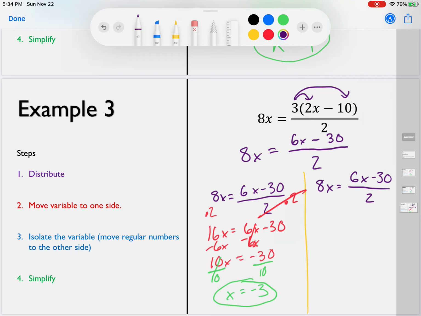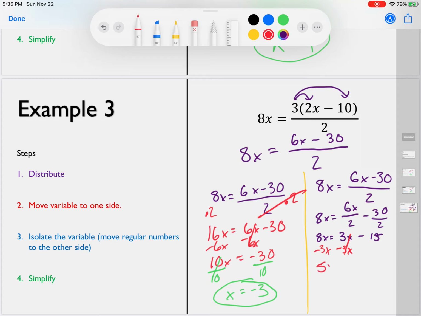The other way we could solve this is, since this equation is divided by 2 on the right-hand side, we could go ahead and split this up into 6x divided by 2 minus 30 divided by 2. And we could simplify that down to where we have 8x equals 3x minus 15, because 6x divided by 2 would be 3x, 30 divided by 2 is 15. And then we could solve it from there.